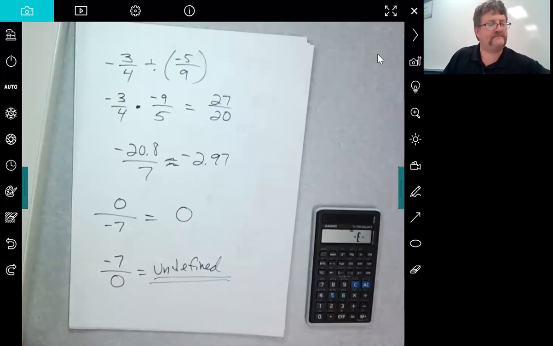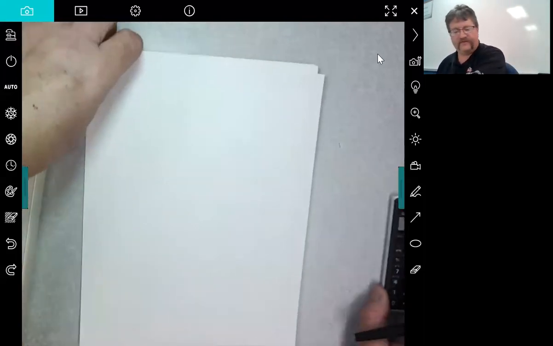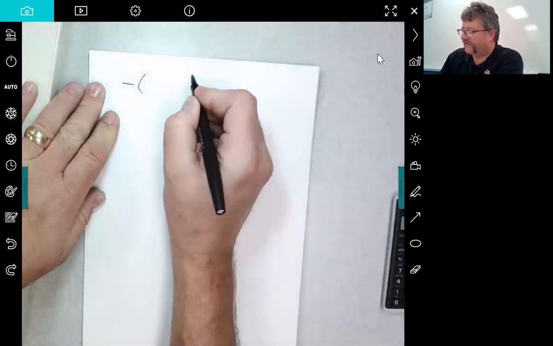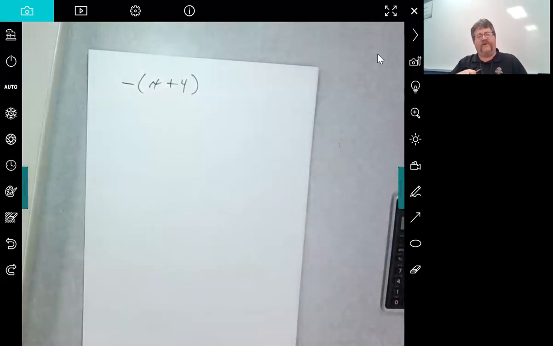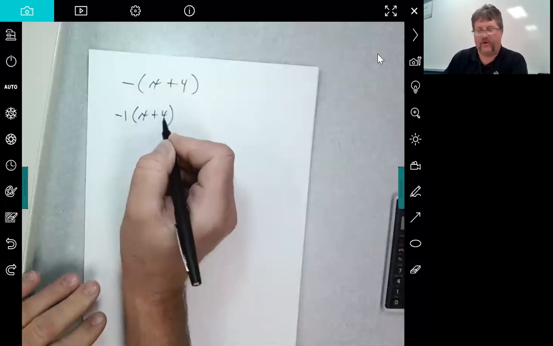Let's mix a few things into the mix here, a little bit more algebra, and then we'll be knocked out with this section. One of the things that a lot of students get tripped up by, and it should be totally easy, is when I have just a negative in front of a parentheses, and let's say I had an x plus 4 in there, that's really a distributive process. That really means -1 times x plus 4.